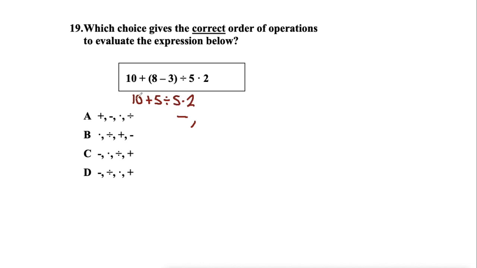So multiplication and division we need to do from left to right. So this will be 10 plus, and we will be doing the division, 5 divided by 5, which will be 1, and then times 2. Then we're going to do multiplication and then addition. So this should be the order, and this will be answer choice D.